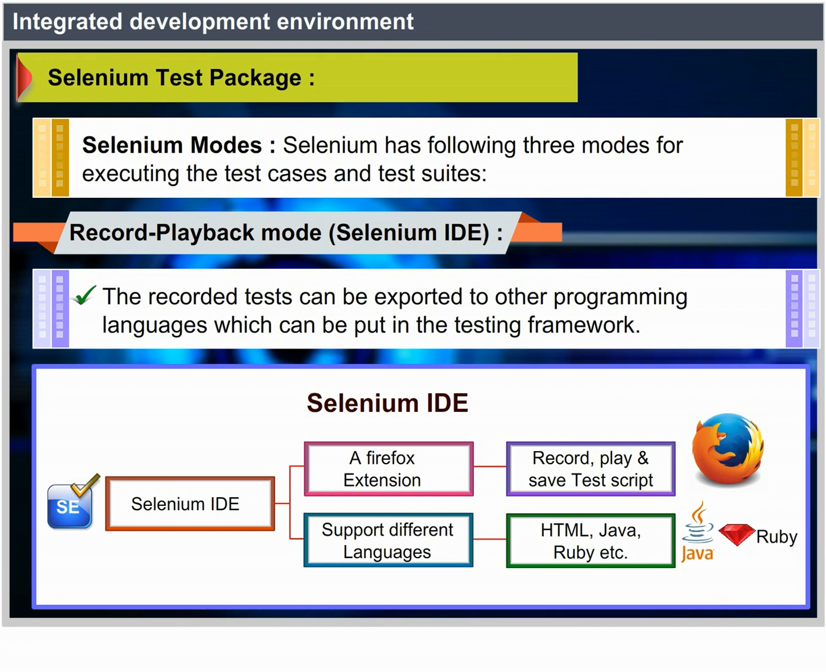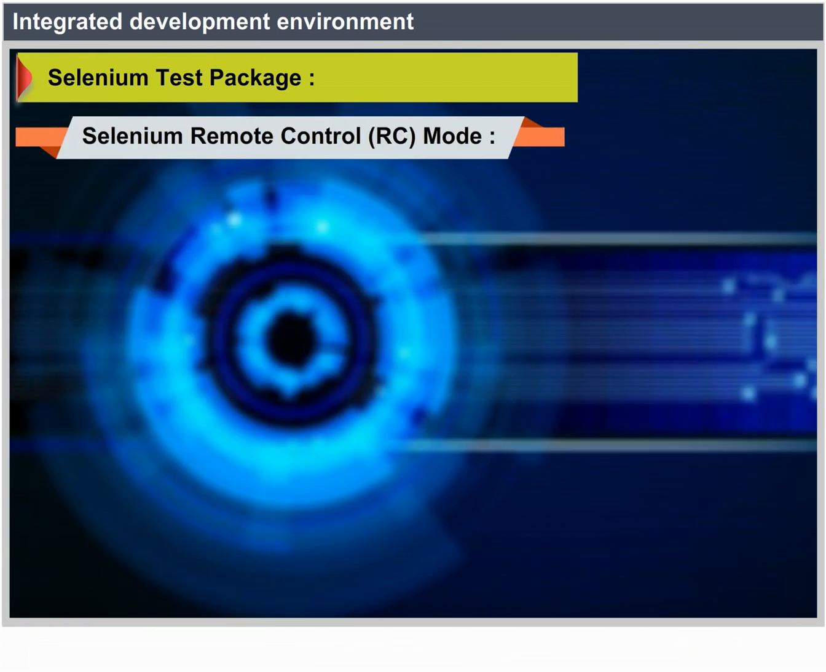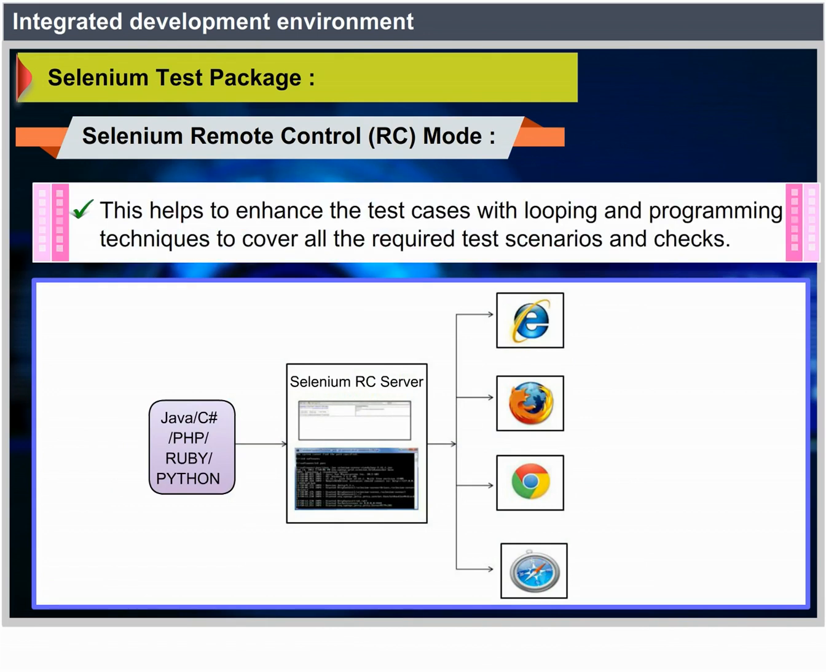The test cases and test suites can be replayed back to check the verifications and validations, or sent to Selenium RC. Selenium Remote Control RC mode. In this mode, Selenium starts multiple browsers and then runs the recorded test cases which are saved in your language of choice. This helps to enhance the test cases with looping and programming techniques to cover all the required test scenarios and checks.